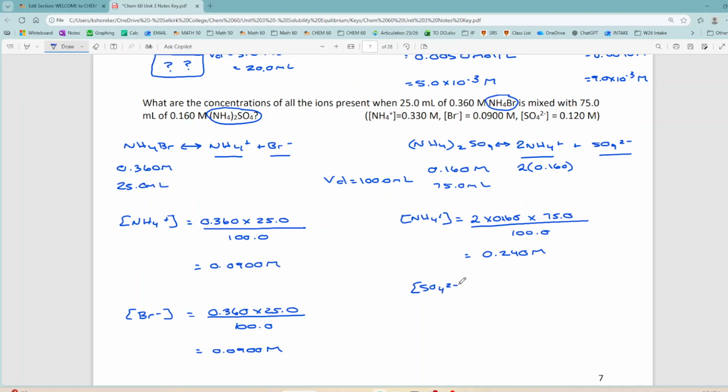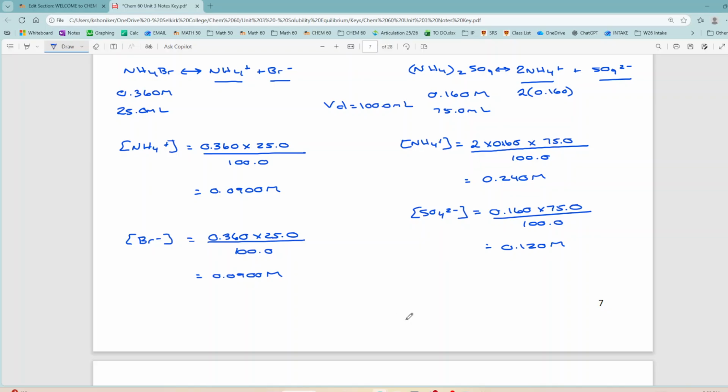And then I'm going to do the concentration of sulfate. Now sulfate is back to a 1-to-1 ratio, so I'm going to use the 0.160 times the 75 divided by 100. Or I could just divide my other answer by 2. 0.16 times 75 divided by 100 equals 0.12. These can be done in different ways. I've also seen people figure out the concentration of the ammonium sulfate in my diluted solution and then do a 1-to-2 and a 1-to-1 ratio. It's kind of a choose your own adventure. Yeah, it's the beauty of life. There's more than one way of doing things.